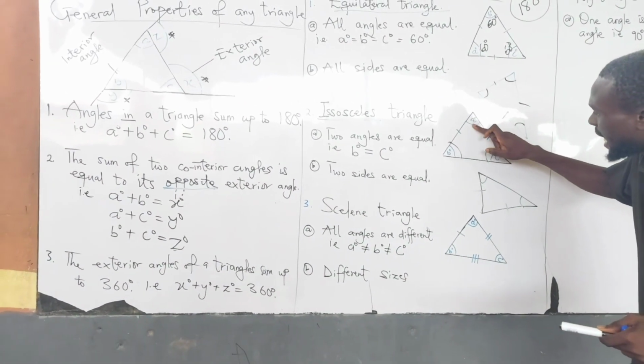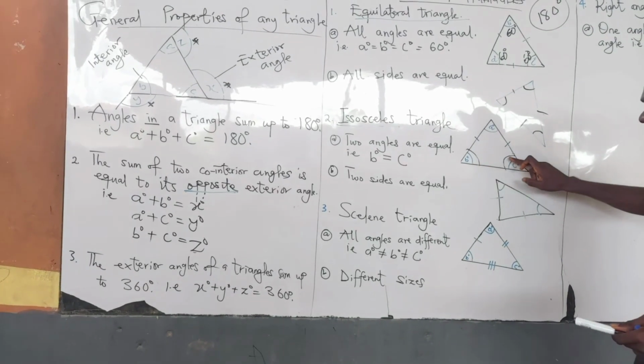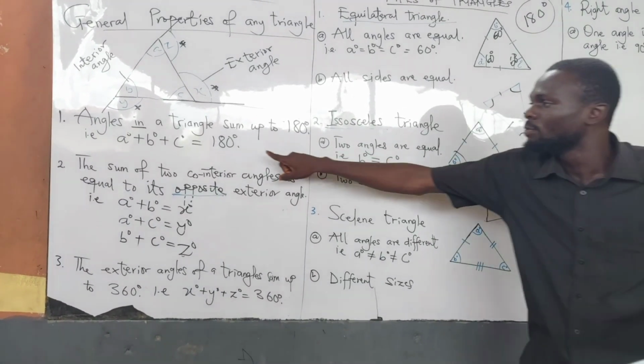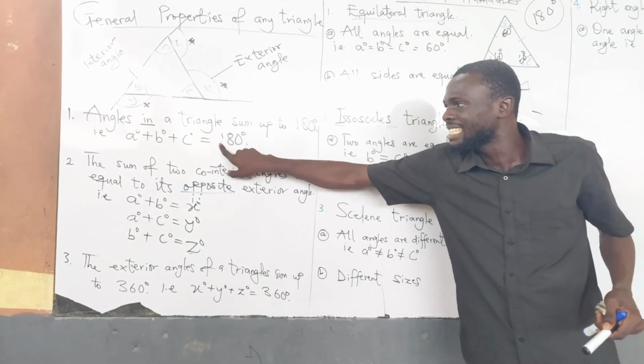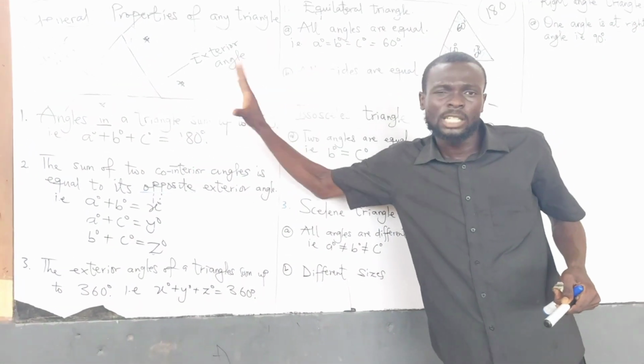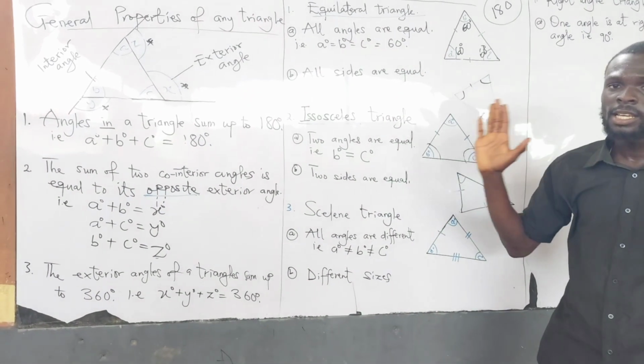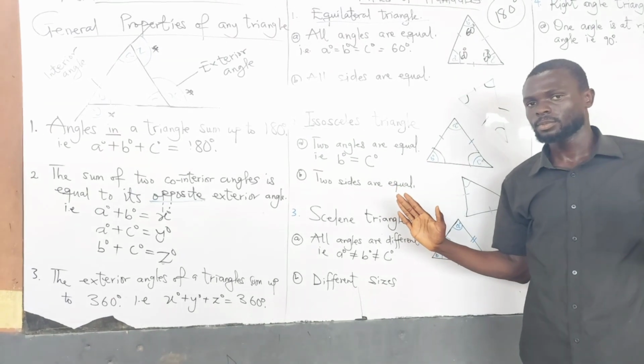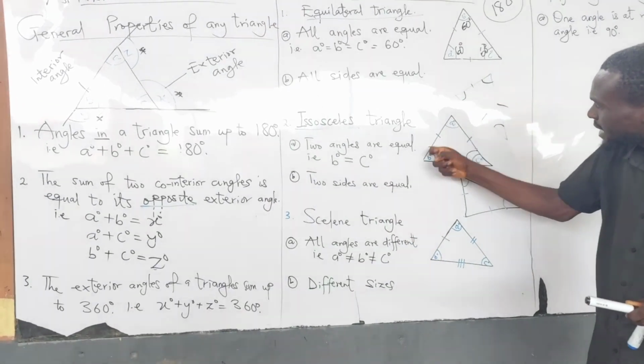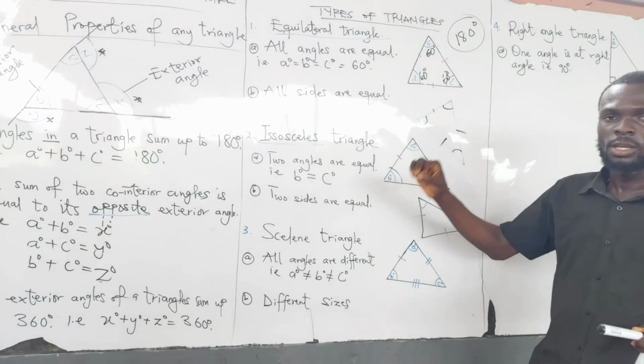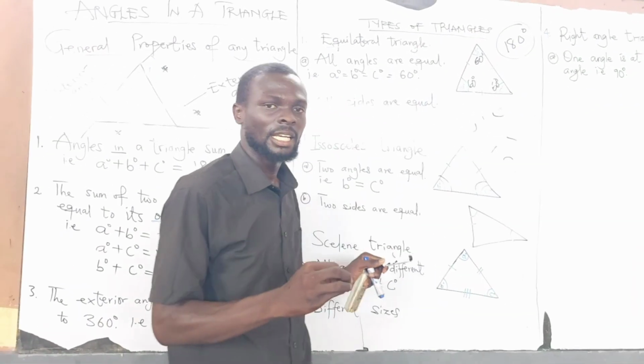So if I add A degrees plus B degrees plus C degrees, it should also give me what? 180. Because this is the general property of any given triangle. So if I sum all the angles together, it gives me 180 degrees.